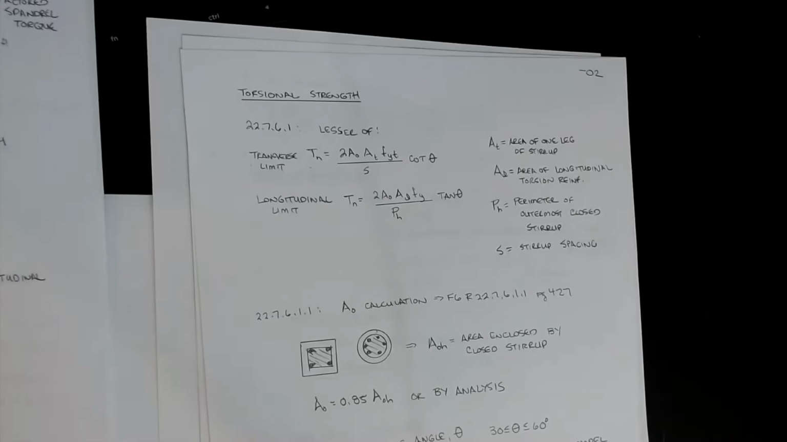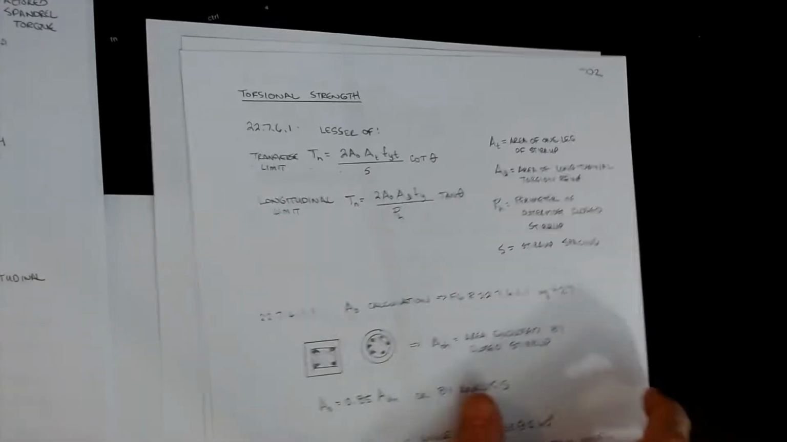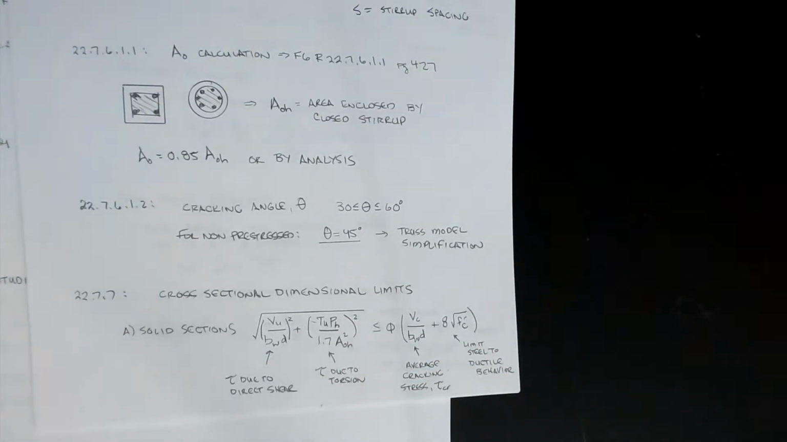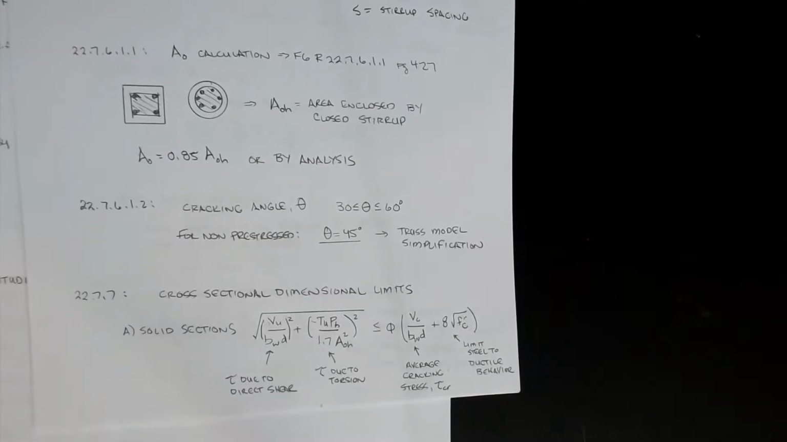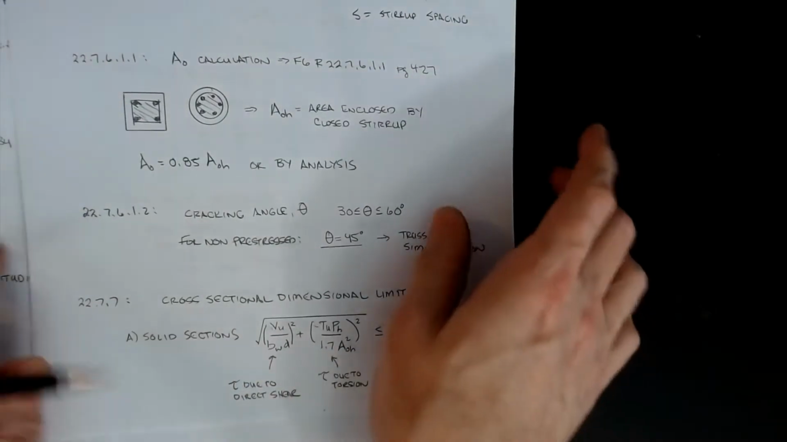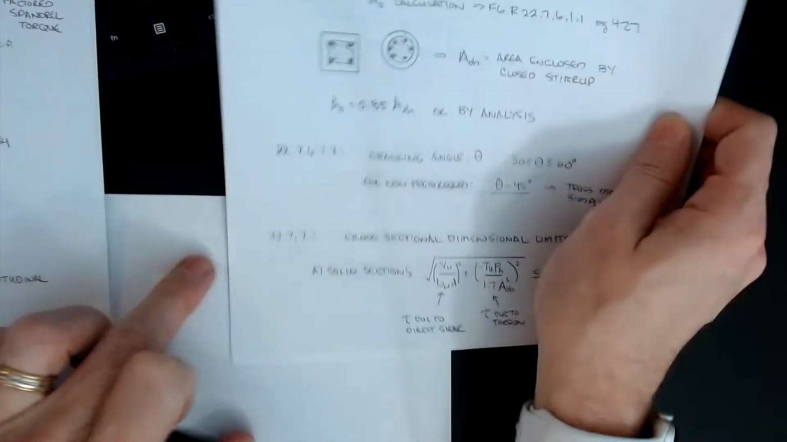So we're looking at this torsion design example. There is one correction to the notes from last time that I need to make. I will update the sheets on Blackboard, but I'm going to point it out to you in case you have it with you. It has to do with the equation in 22.7.7, and that is not in the right spot. Let's get that up there.